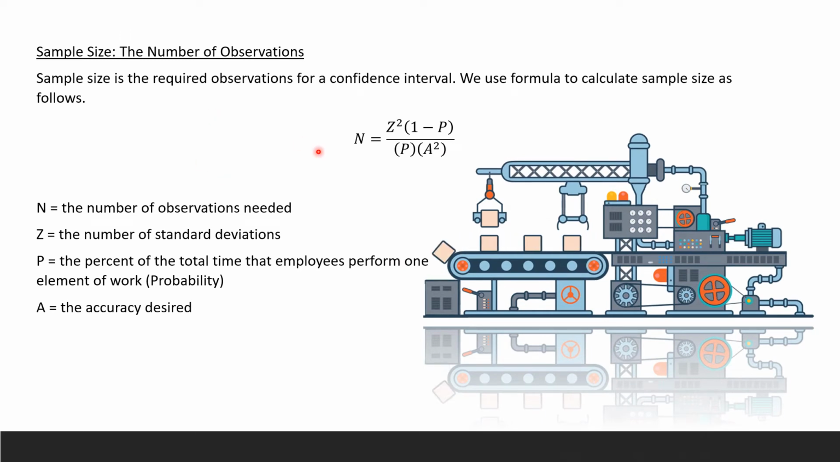Sample size is nothing but the number of observations. The sample size is the required observations for a confidence interval. We use this formula to calculate sample size. n is your number of observations needed, and z is the number of standard deviations, which we usually get from a table. p is your probability, the percent of the total time that employees perform one element of work. A is the accuracy that you desire for that operation. Okay.